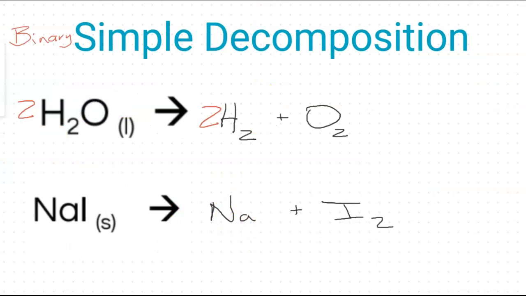Then if you want to go back and balance it, you need a 2 in front here, and you'll need a 2 in front here. And that's going to give you 2 sodiums, 2 iodines, 2 sodium, and 2 iodines. So that's really all you're going to do for the simple decomposition reactions.